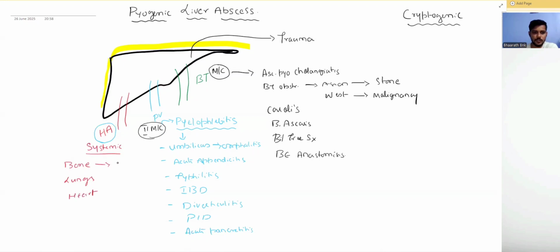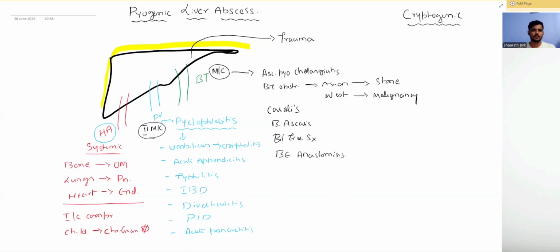So it could be osteomyelitis, it could be pneumonia, and it could be endocarditis. All these lead to systemic bacteremia, which is carried by the hepatic vein into the liver, and these are usually seen in patients who are immunocompromised, whose immune system is compromised, or in children who suffer from chronic granulomatous diseases. In such patients, the systemic route of infection causes pyogenic liver abscess.